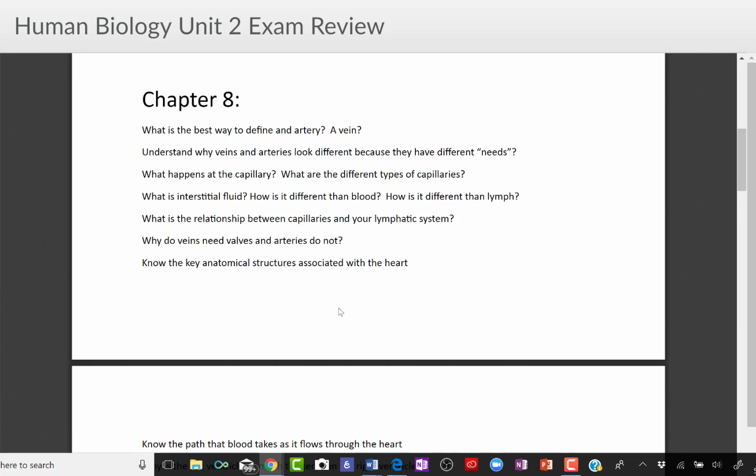So arteries are going to have big, thick muscular walls, and they're going to be really elastic because their job is to put up a fight. They have to be able to withstand this pressure. So arteries are built to withstand tremendous pressure.